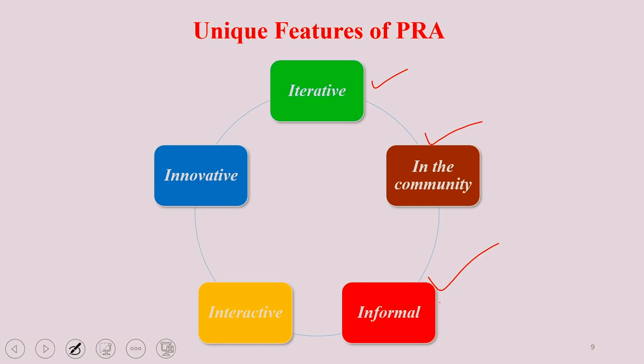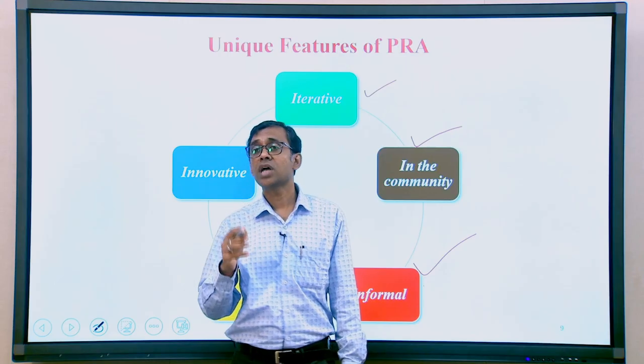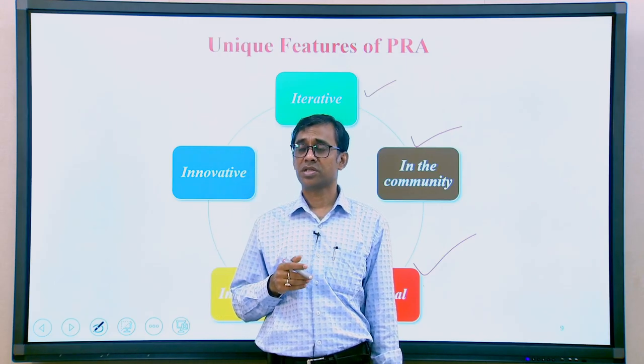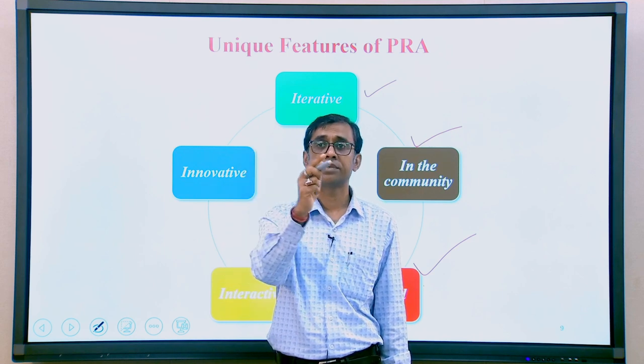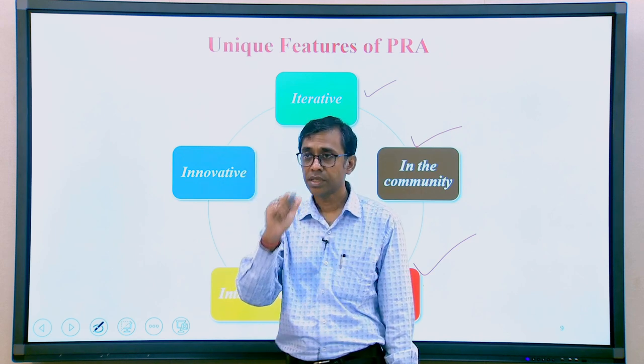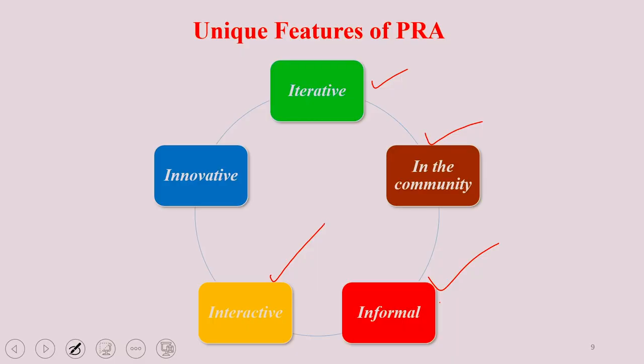They may not be able to share their knowledge, their experience with you, and that would ultimately lead to the failure of your project, because you have gone there to help them, not you. Okay? And it's an interactive process. Of course, it has to be innovative in nature as well. All right? So, that means it is iterative, it's with community, informal, interactive, and innovative in nature. So, these are the five very unique features of participatory rural appraisal.